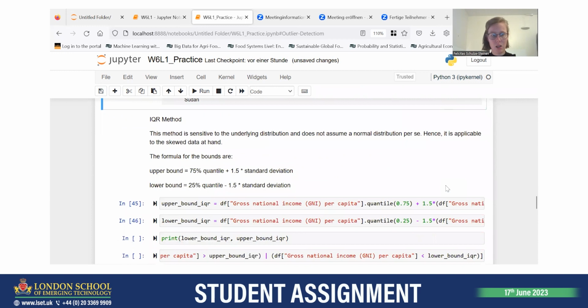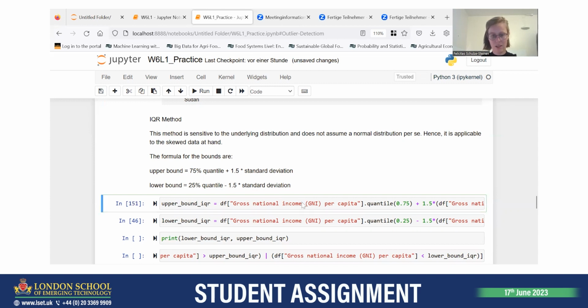Let's move on to the IQR method, the interquartile range method. I don't know what the R stands for. I will look it up. This method is sensitive to the underlying distribution, and it doesn't assume normal distribution per se. So in this case, it is applicable since we have skewed data. The formula for the bounds are, for the upper bound, the 75th quantile plus 1.5 times the standard deviation, and for the lower bound, the 25th percent quantile minus 1.5 times standard deviation.